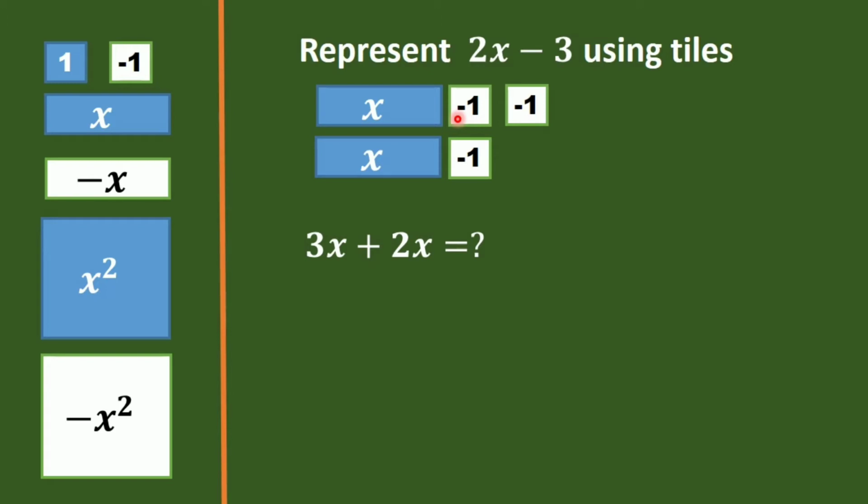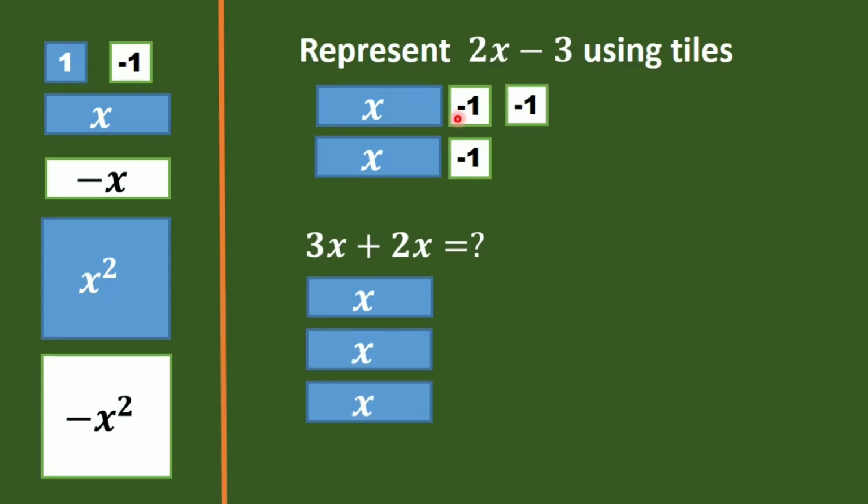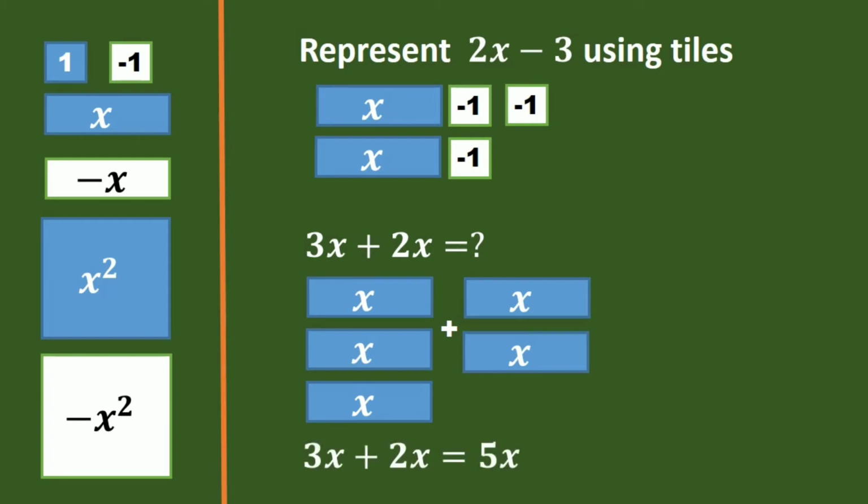How about this one? 3x plus 2x using the tiles. We have blue positive x tiles. There are 3. And plus 2x, we have 2 positive blue tiles. So if we get the total, we have 5 positive blue tiles. Therefore, the answer of 3x plus 2x is equal to 5x.